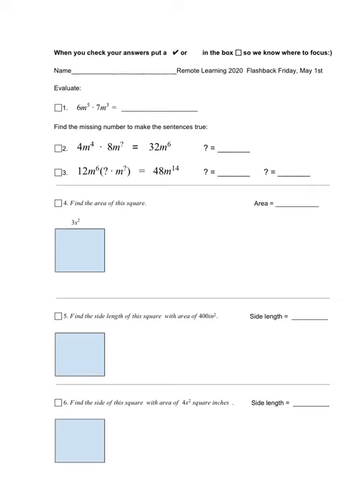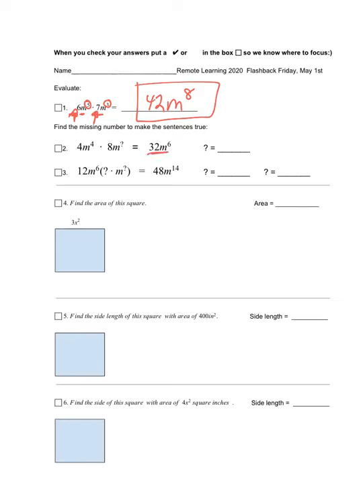All right, so the first thing we're going to talk about is multiplying exponents when you have the same base. For example, right here, your base is m and you add the exponents. 5 plus 3 gives you 8, and then you multiply the coefficients. 6 times 7 is 42. So your final answer is 42m to the 8th.